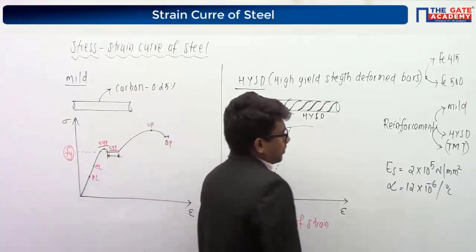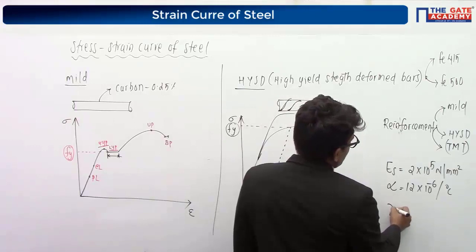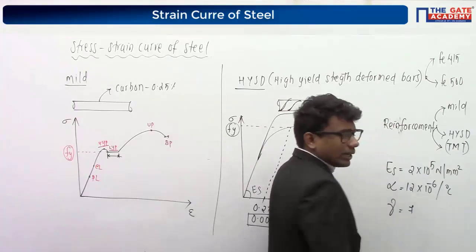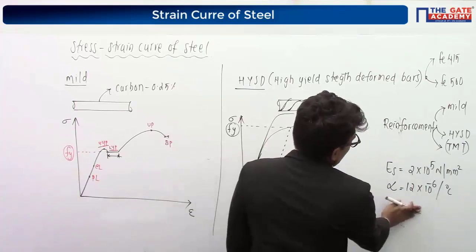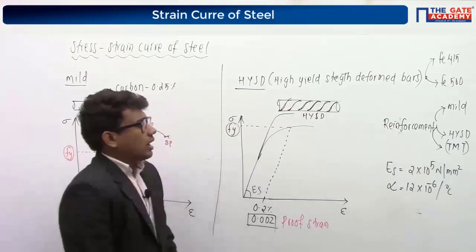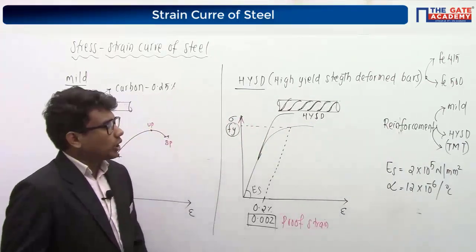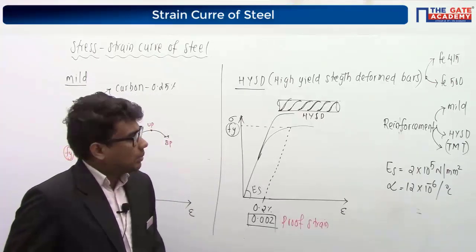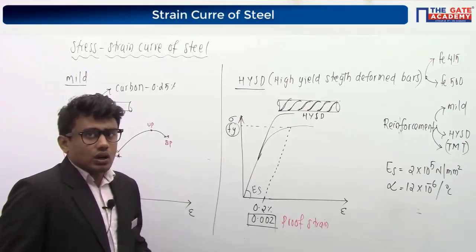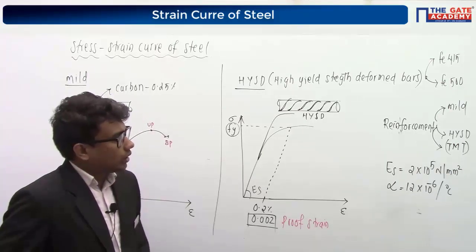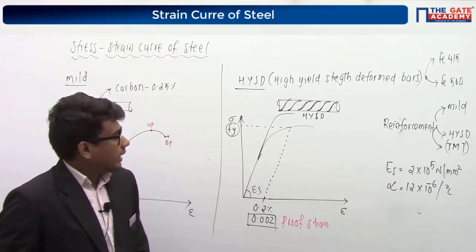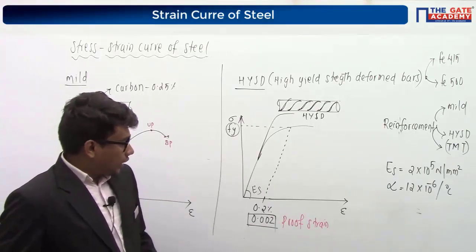And if you want to remember, the unit weight will be 7850 kilogram per meter cube, but that is not required for us. You have to remember these two values: the Young's modulus of steel is equal to 2 into 10 power 5 Newton per mm square, and alpha, that is the coefficient of thermal expansion, is equal to 12 into 10 power minus 6 per degree Celsius. Right? And if you want, you can discuss further.